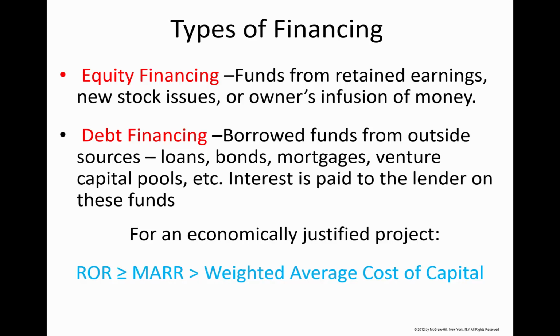Here's the decision criteria: a project isn't economically justified if the rate of return isn't at least greater than or equal to the minimum acceptable rate of return. And the minimum acceptable rate of return should be greater than your borrowing costs. And the weighted average cost of capital is another word for borrowing costs.